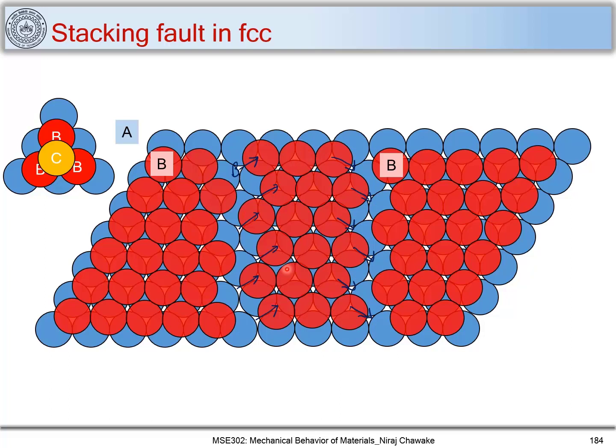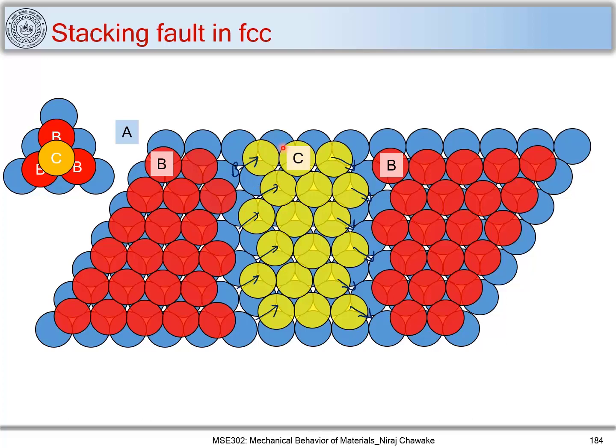Now what you can see is that these B atoms are moved to C positions. So these are all C positions. All these atoms have moved to C positions. This is nothing but a C position. Now we have looked at the dissociation of the Burgers vector, but now let's mark this layer as a C layer. So this is a C layer.